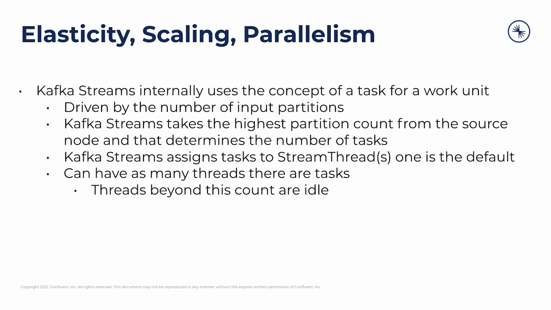So internally, Kafka Streams has this concept of a task, or a stream task, and this is really the unit of work for the stream processing application. The number of tasks is really driven by the number of input partitions, where Kafka Streams takes the highest partition count across all of the source topics, and that determines how many tasks there will be.